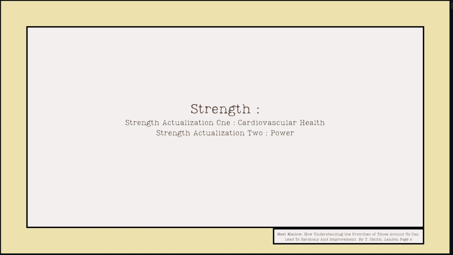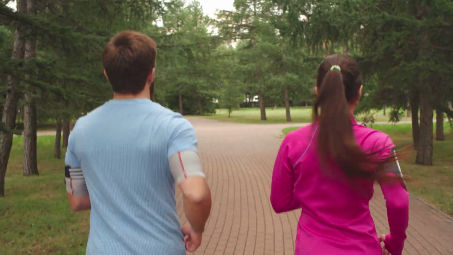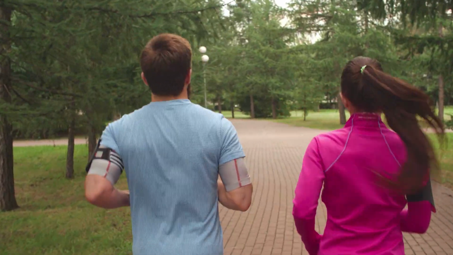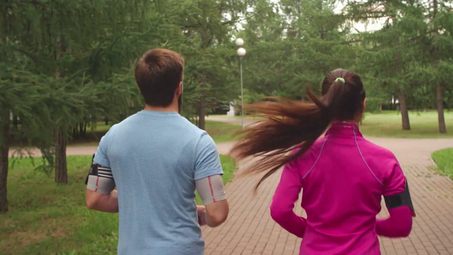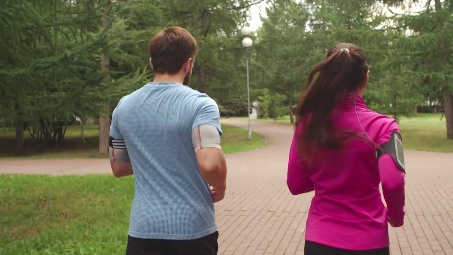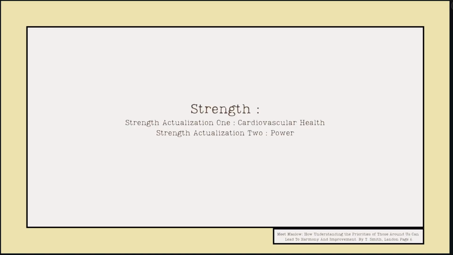Strength actualization 1: Cardiovascular health. Your heart and blood vessels provide the blood your body needs for long-term health. You should exercise them regularly. Does your character make time to work out? Do they allow a life of ease to hinder their goals?